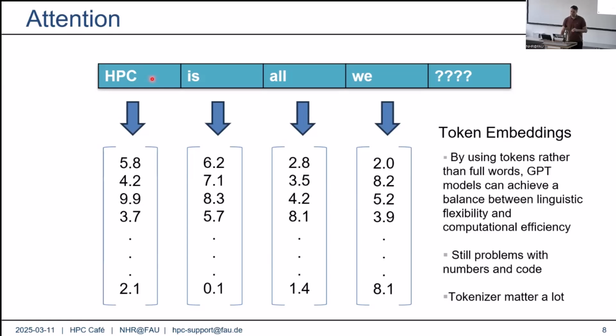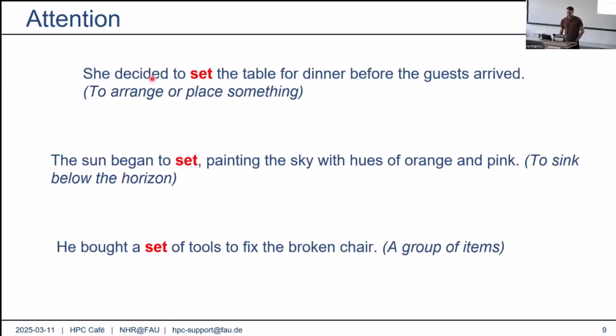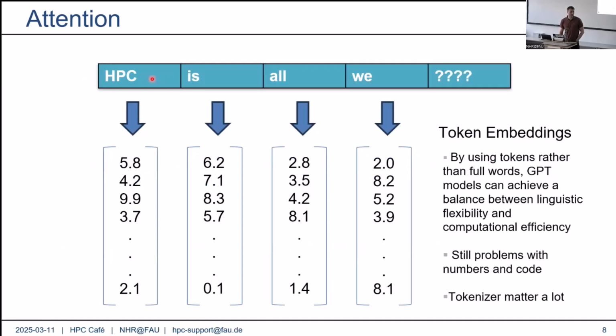So the GPT model uses tokens instead, to provide a balance between linguistic flexibility and computational efficiency. Words are split up, so the model can better understand different languages. But there are still problems with numbers and also code. One point here is that tokenizers matter a lot, but for the latest models, the tokenizers became quite good, even for, let's say, the German language, which is globally a niche language, right? The tokenizer is what splits the words into tokens.